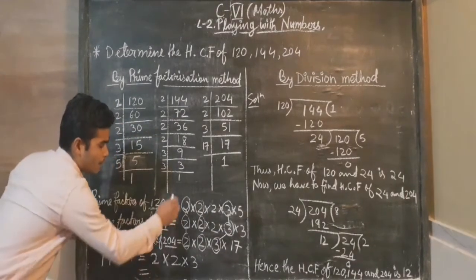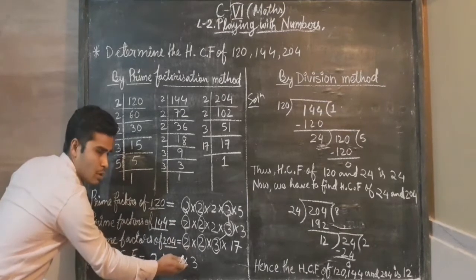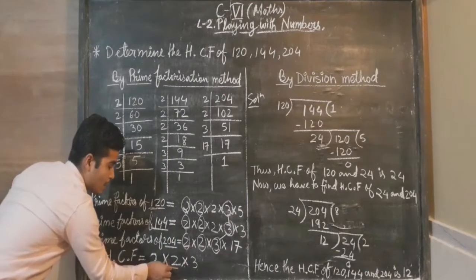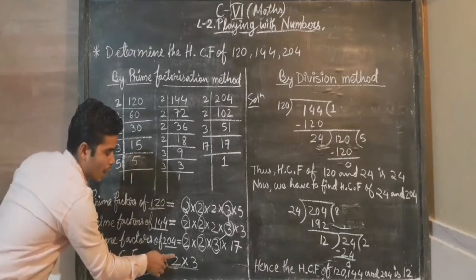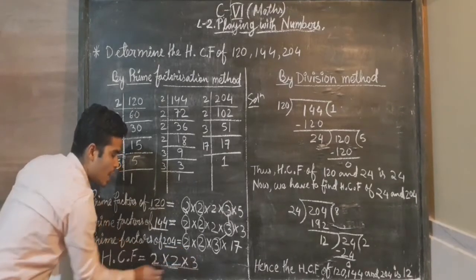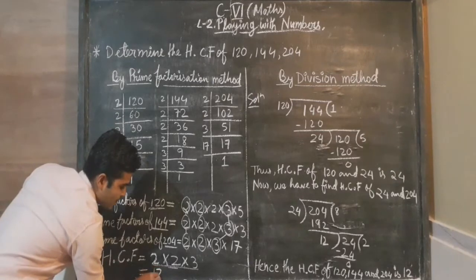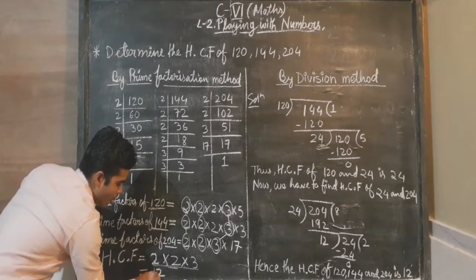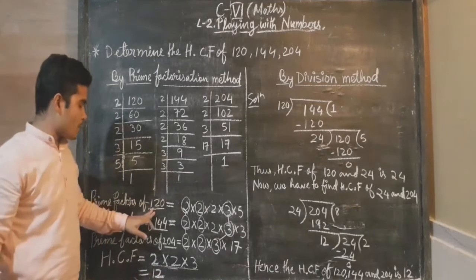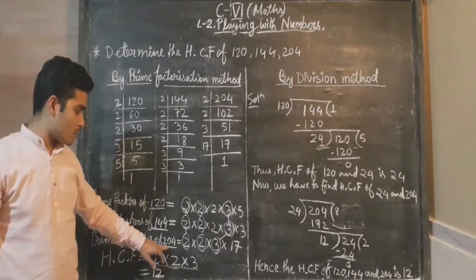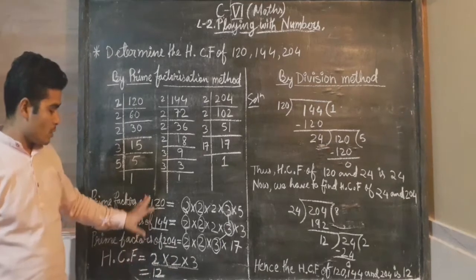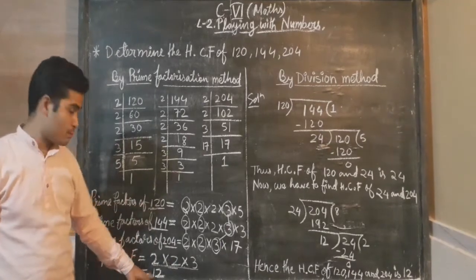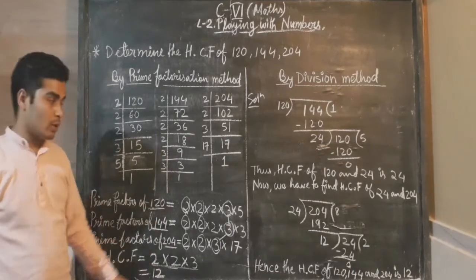After writing the common factors here, we have to multiply all the numbers together to get the HCF. 2 times 2 is 4, and 4 times 3 is 12. So 12 is the HCF of these three numbers, 120, 144, 204. For these three numbers we get HCF 12.